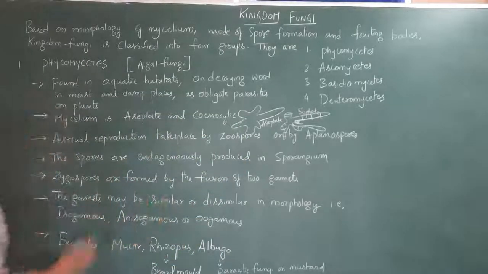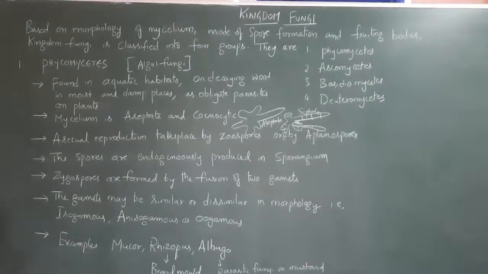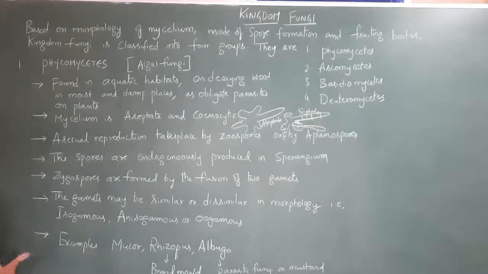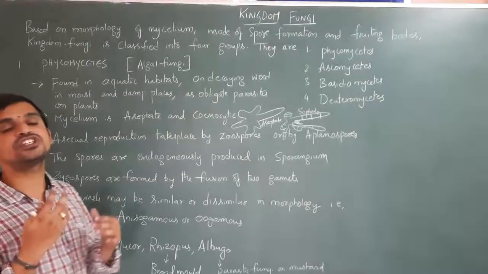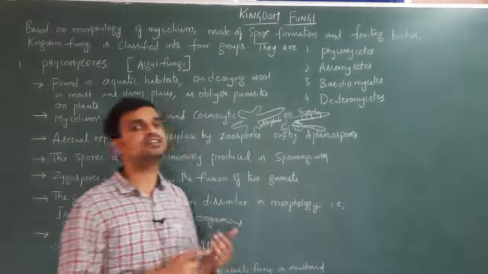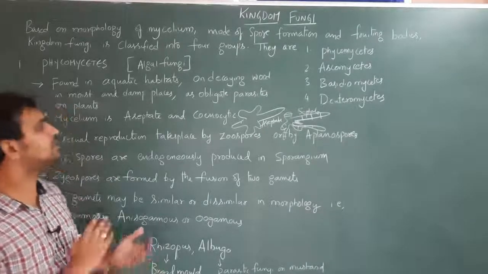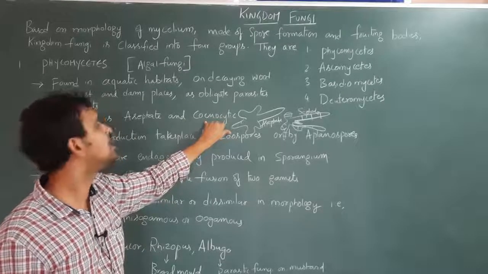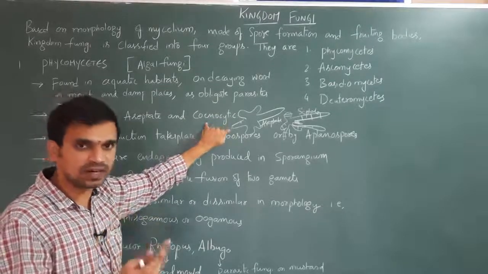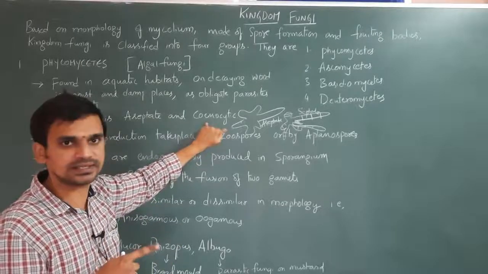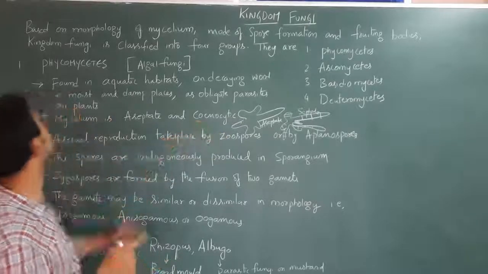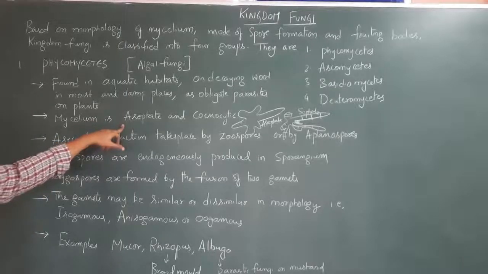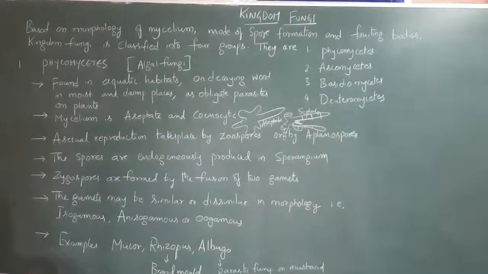What is cenocytic? Multinucleated condition is called cenocytic condition. How is the multinucleated cell formed? Here the karyokinesis is not followed by cytokinesis. Karyokinesis is the division of the nucleus, and division of cytoplasm is called cytokinesis. So the cell which has many nuclei is called cenocytic. In most cases, the members of the phycomycetes have aseptate and cenocytic mycelium.